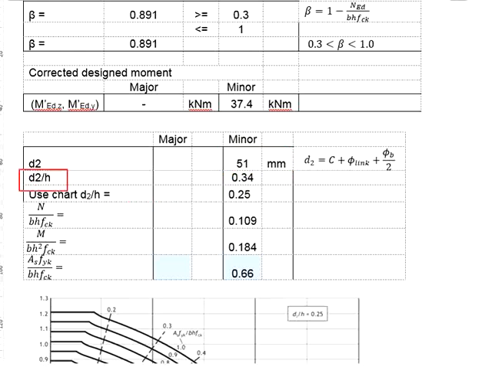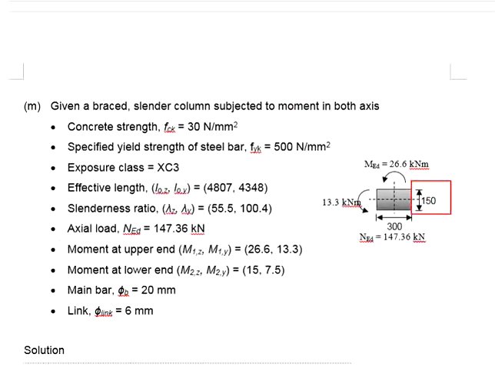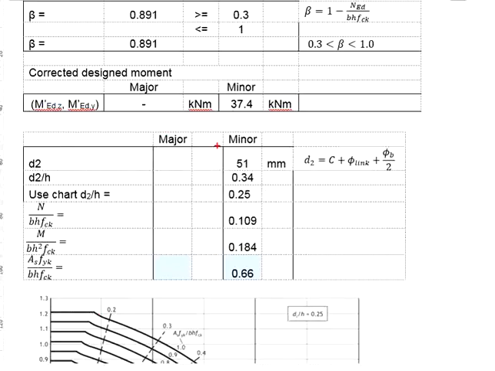Next, you need to calculate the D2 per H. First, this MED is in the minor axis. Therefore, your D2 per H shall also be on the basis of the minor axis. That means the H here will now equal 150. Dividing 51 by 150, you get a D2 per H ratio of 0.34.